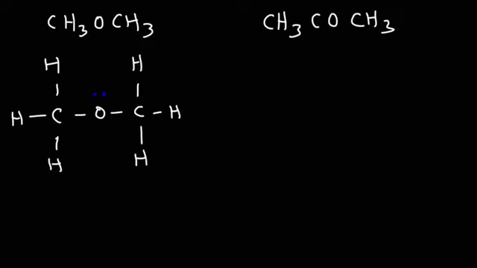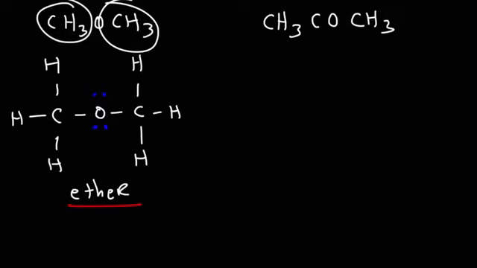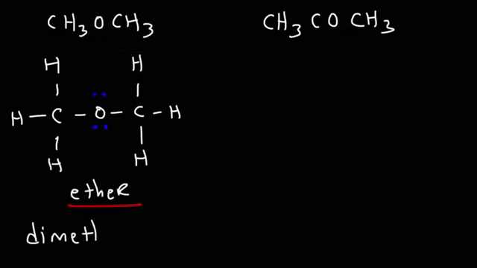So this particular compound has a functional group known as an ether. An ether is basically an oxygen atom between 2 carbon atoms. That's an ether. Now, because this particular ether has 2 methyl groups, one to the left, one to the right, this is known as a dimethyl ether. The prefix di means 2. Tri means 3. Tetra means 4. Penta means 5.